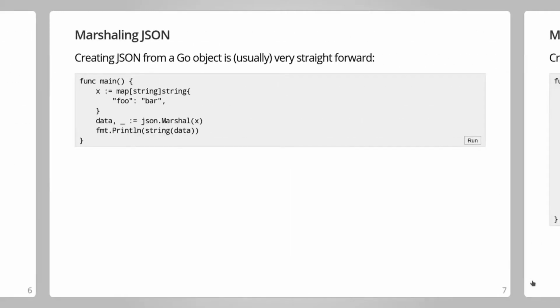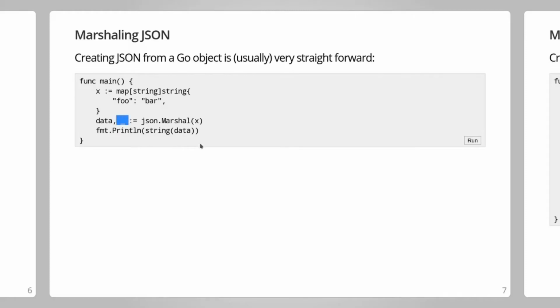So just to get started, when you create JSON from a Go object, in this example a map of string to string, it's pretty straightforward. You can more or less pass any arbitrary data type from Go into the json.Marshal function, which will then produce valid JSON. Now, one note, throughout this talk, I often skip error checking, which is not a good idea.